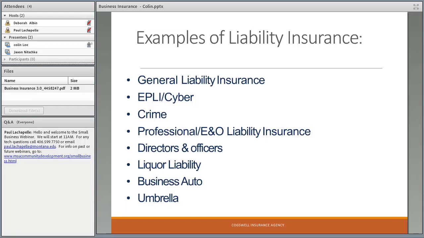Business auto: any auto that's really used for business should be covered on a business auto policy, due to the fact that a lot of personal lines auto policies might exclude any kind of business operation. So you want to be careful with that and make sure you've got the business auto policy. And then the umbrella, we briefly touched on that already.